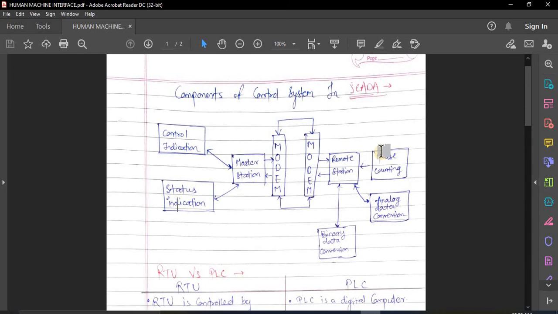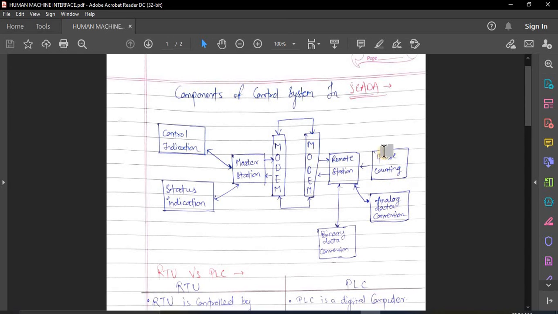In case of the right hand side, the main thing is the remote station, which is located at the particular site. Yesterday we saw the example of RTDS. In that case, the RTU is located on the site and the sensors are located at the actual place where the measurement is to be done, for example, the dam. So the remote station is placed at the remote area where we want to check the quantities.